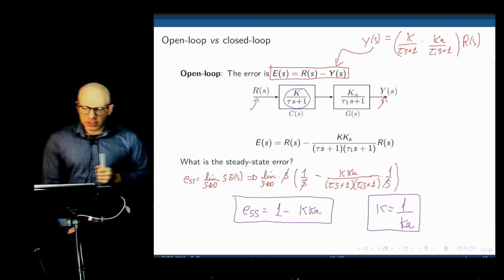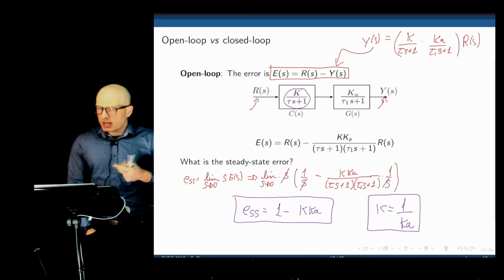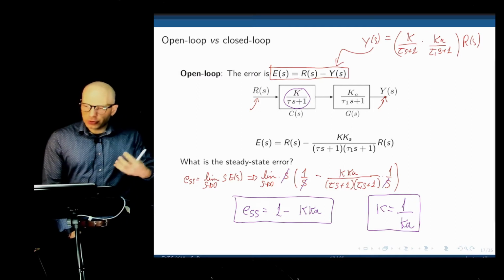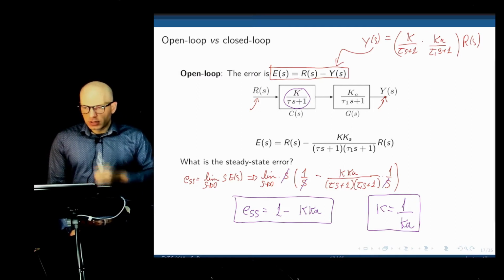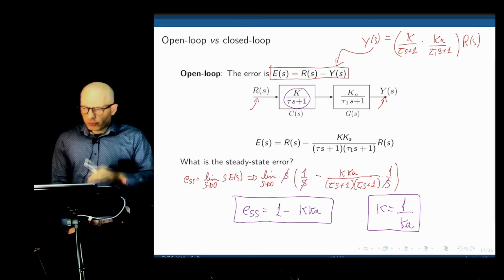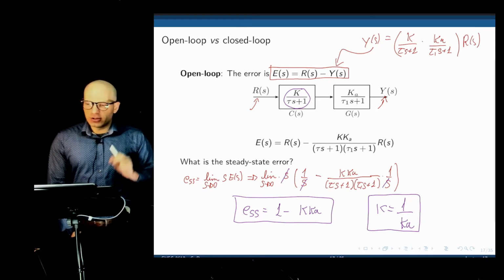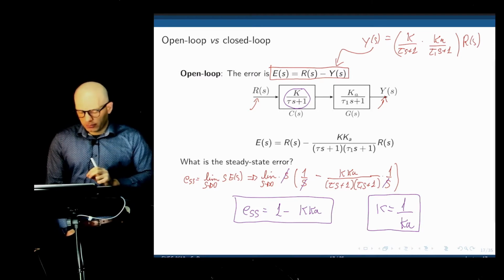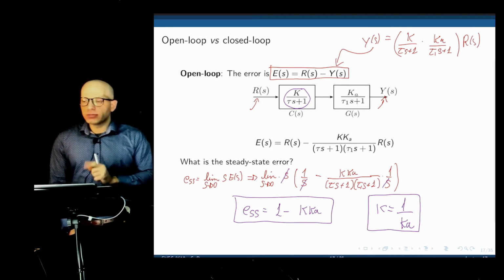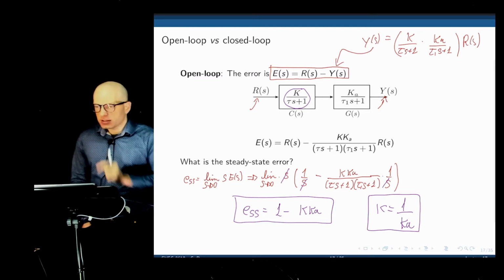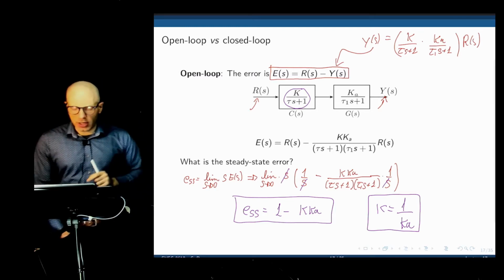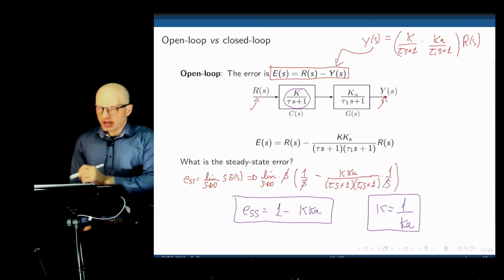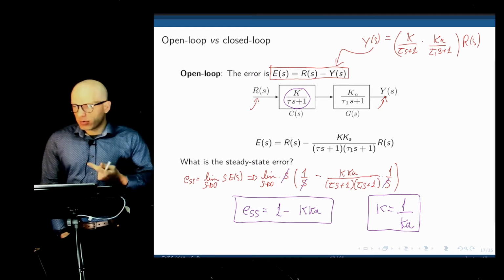This is not always the case, but sometimes it is impossible to fully capture the dynamics of a system. This approach, therefore, only works for an ideal model where you have perfect knowledge of all elements in that model. And there's only one way to make the steady state error 0, which is to set the controller gain to 1 over Ka, provided that we know Ka.